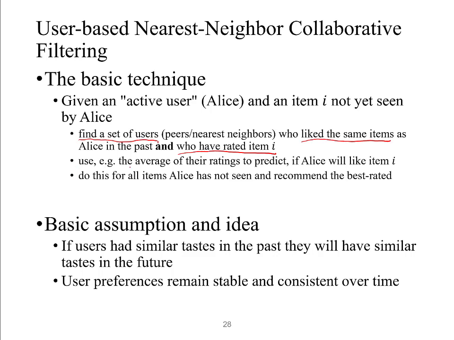And then we use the average of their ratings to predict if Alice will like the item I or not. And we do this for all items Alice has not seen and recommend the best rated. So the idea is quite simple. We find a set of users, and based on their ratings of item I, we estimate Alice's rating of item I, and we do this for all the items, and then we can recommend the best rated.